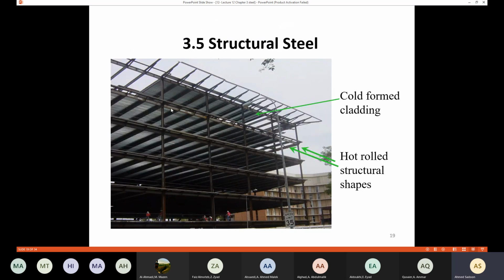Finally, we have a structural frame. The cold form, like the cladding and the floor, is going to be placed here, like this one for flooring or cladding, while the hot rolled structural shapes like the beam and the column are going to be placed here. So in order to construct a steel frame, you are going to have cold form steel, and you are going to have hot rolled steel. It's very important to understand where to place the different types of structural steel.